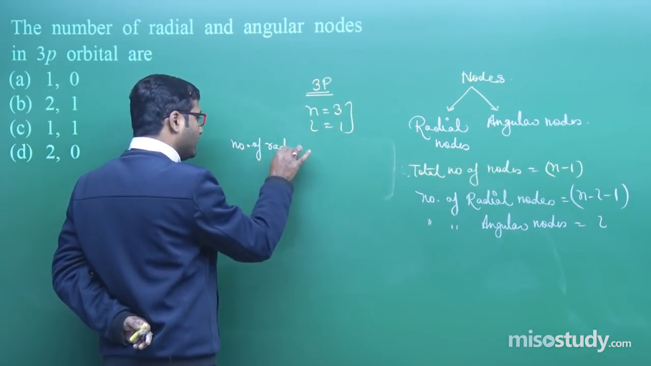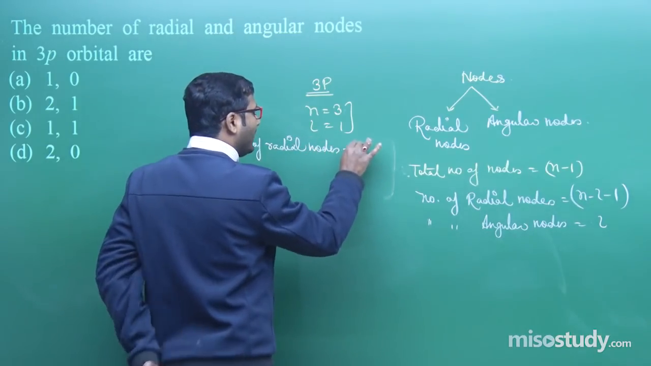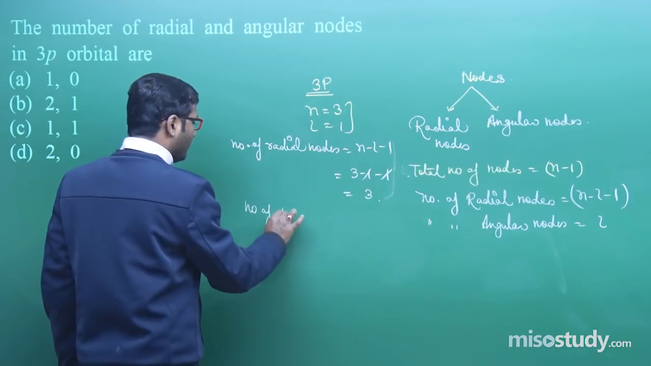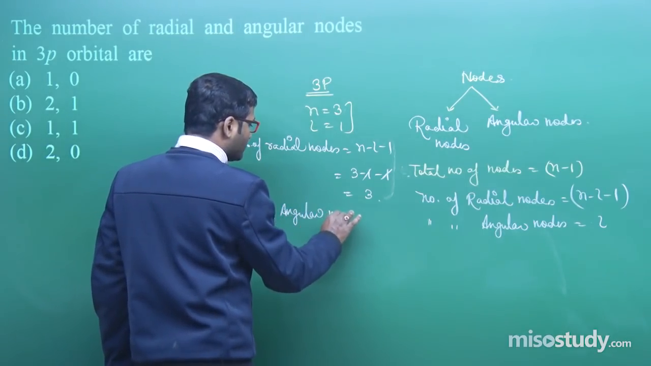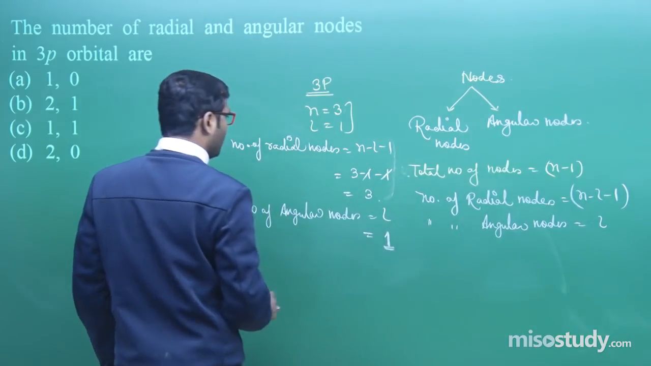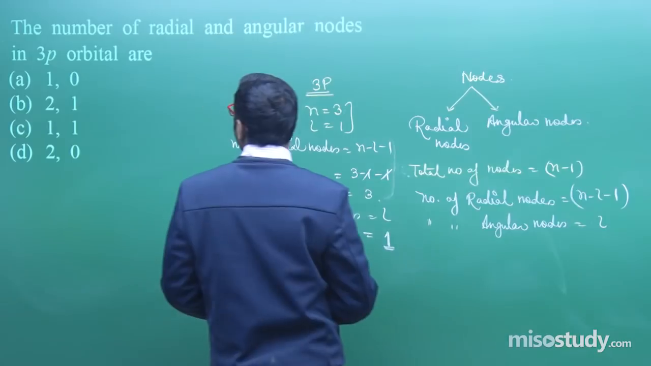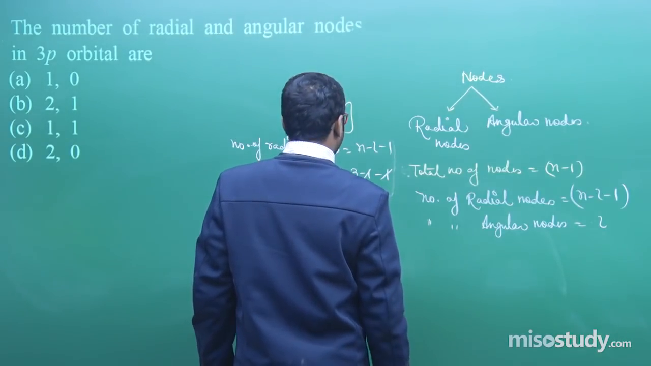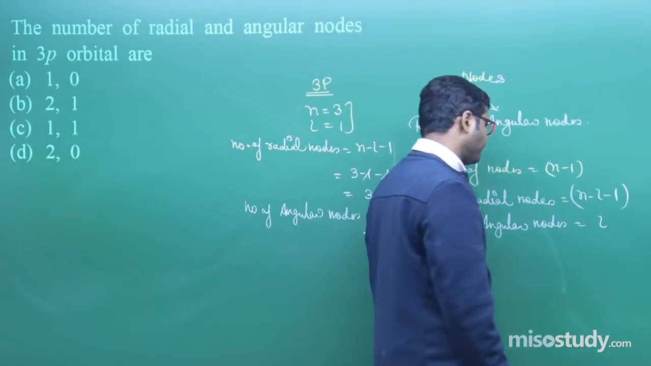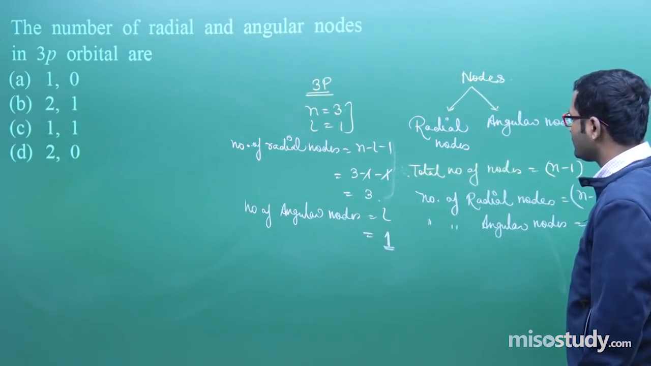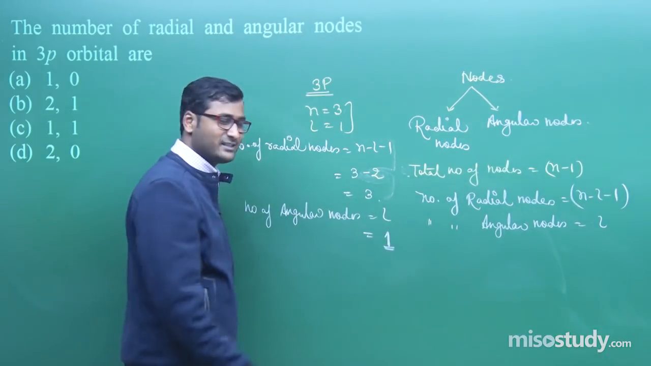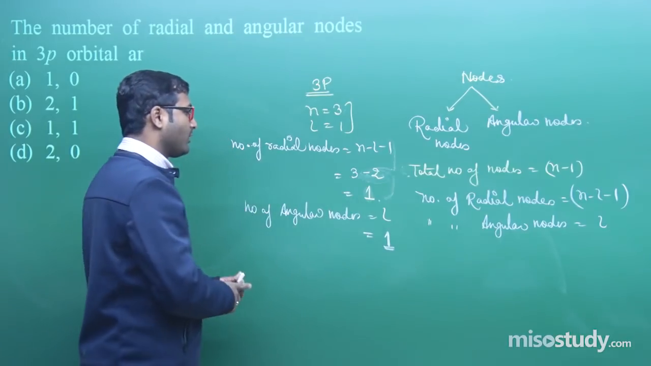Now, the number of radial nodes will be equal to n minus l minus 1, that is 3 minus 1 minus 1, and the number of angular nodes will be equal to l, that is 1. Wait for a moment, there is some mistake. n minus l minus 1 is 3 minus 1 minus 1, which is 1. So the number of radial nodes is 1 and the number of angular nodes is 1.